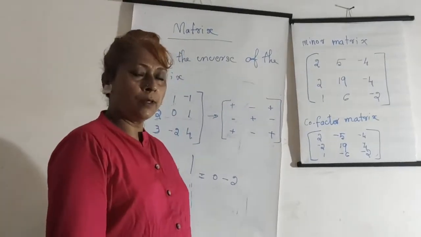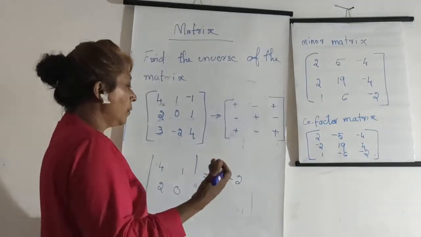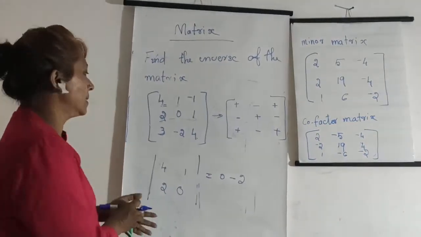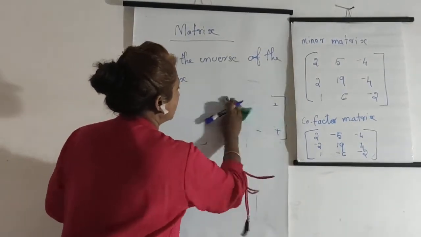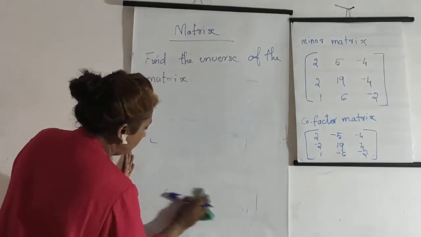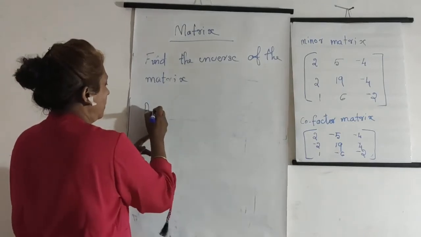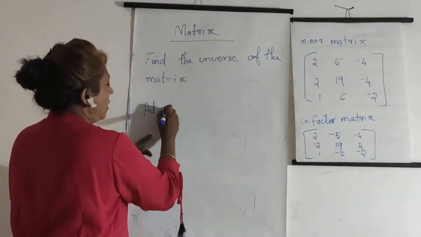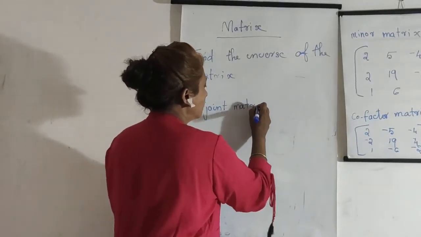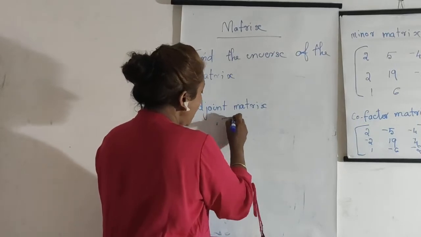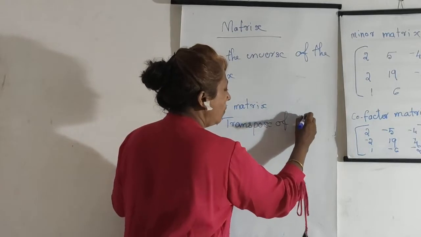Then, the inverse of the matrix is the adjoint matrix divided by the determinant. Now we are going to find the adjoint of the matrix. The adjoint of the given matrix is equal to the transpose of the cofactor matrix.